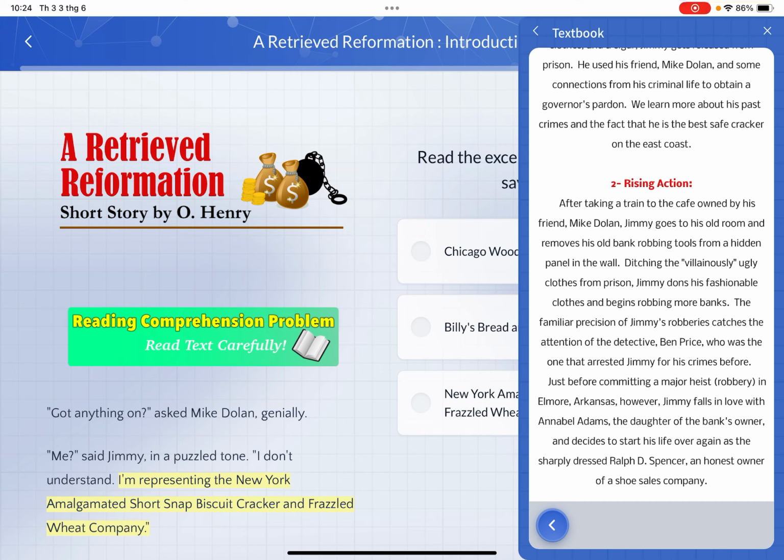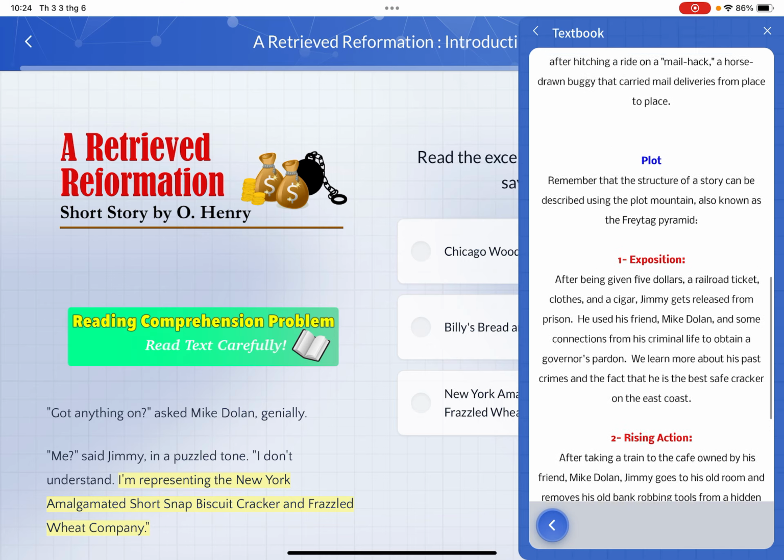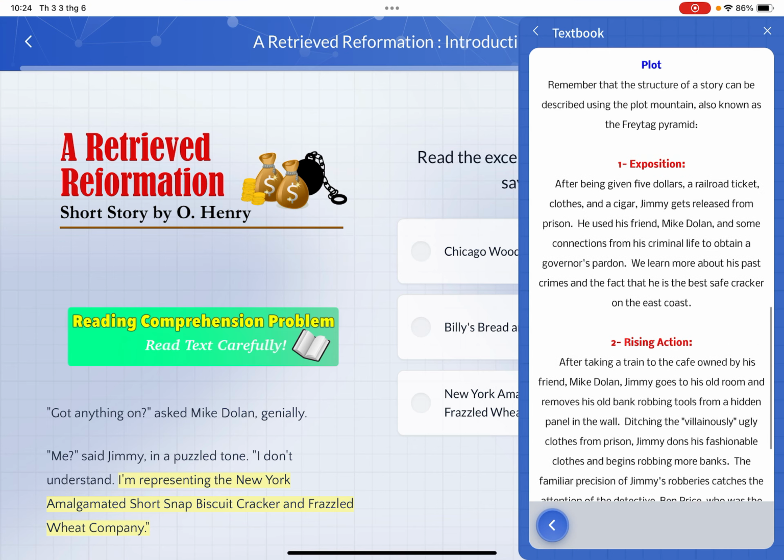Just before committing a robbery in Elmore, Arkansas, however, Jimmy falls in love with Annabelle Adams, the daughter of the bank owner, and decides to start his life over again as the sharply dressed Ralph D. Spencer, an honest owner of a shoe sale company, rather than a bank robber. So that's just the rising action.